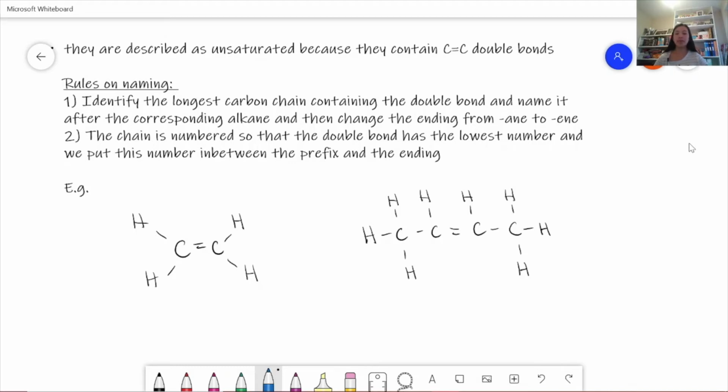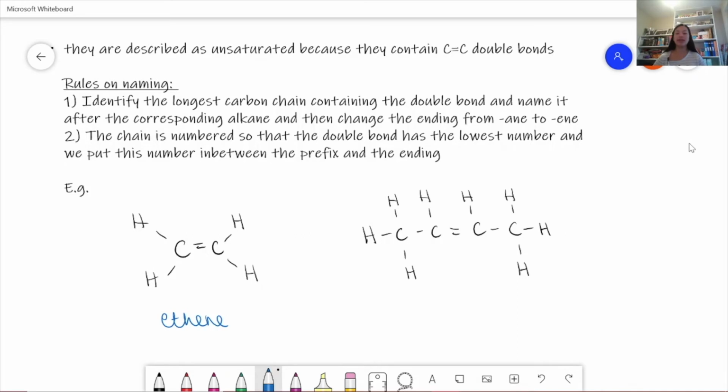So for the first example, our longest chain is this single chain of 2 carbons. And so we must have ethene, because we've got 2 carbons, so the prefix is eth, and we change ane to ene, so it would be ethene. And actually, we can just call this ethene, because we don't need to put a 1 in, because it can either be 1 or 2, but it needs to be the lowest number, so we put it as 1. But we don't need to put eth-1-ene, because that's the only place it can be in.